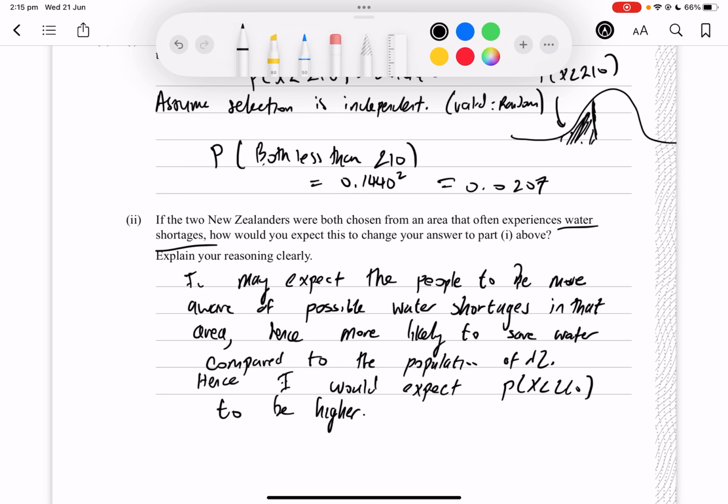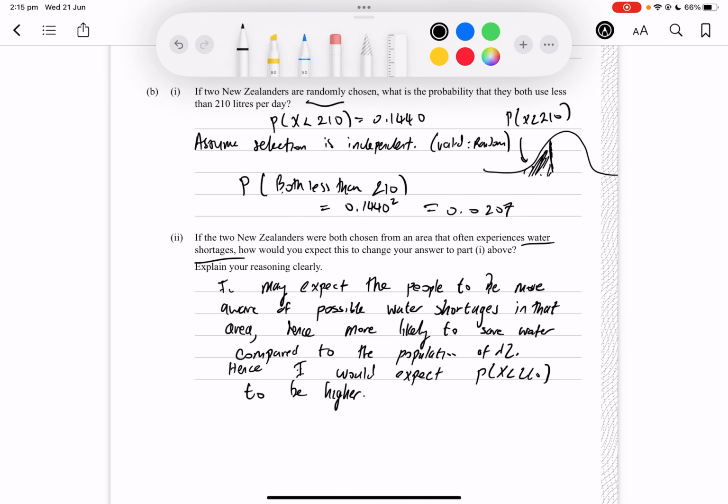Alright, that's it for this question. So if you can calculate both parts, you'll get a merit grade. If you can get a correct probability here of 0.1440, that's an achieved.